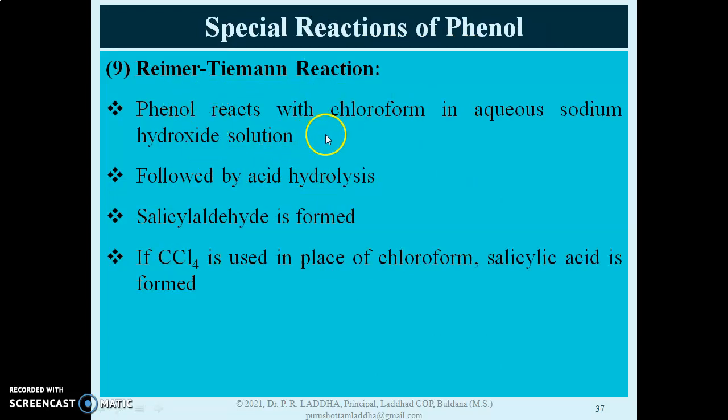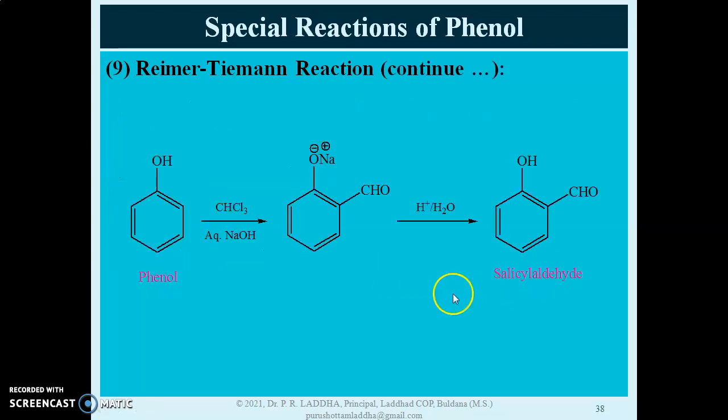Some of the special reactions of phenol. Reimer-Tiemann reaction. So when it reacts with chloroform followed by acid hydrolysis, it produces salicylaldehyde. And if CCl4 is used in place of chloroform, salicylic acid is formed. So here, phenol is treated with chloroform, and finally the acidification of that particular product will produce salicylaldehyde.